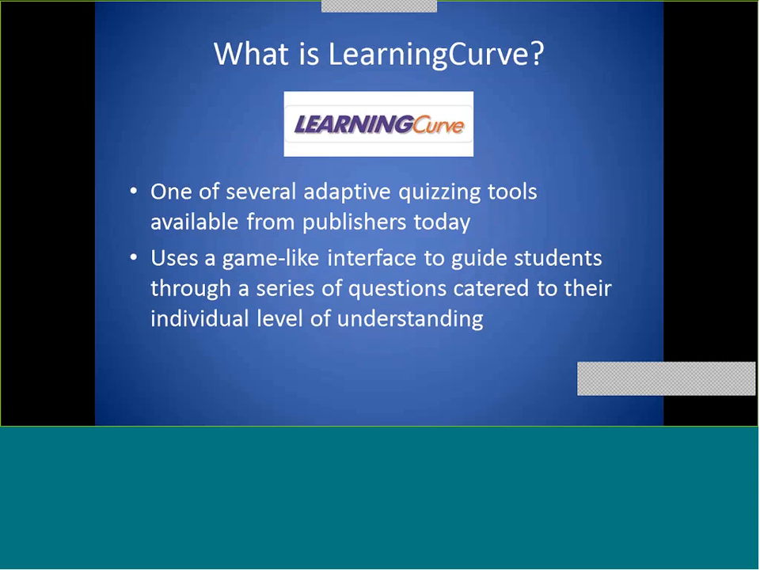LearningCurve, we know well, is one of several different adaptive quizzing tools. We won't name the others. This is the best one that I've seen. This game-like interface, I think, is a key part of it.